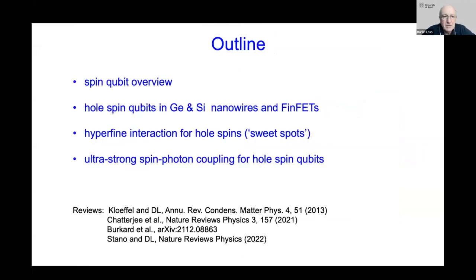So the outline of my talk is that first I give a brief overview on spin qubits, and then go more into the specific type of qubit, namely based on holes instead of electrons in germanium and silicon structures, nanowires, and other related structures. And I'll say a little bit about some recent results so that you can see the active boundaries of research on hyperfine interaction for hole spins, and mention some sweet spots analysis. And if time permits, I will also say some words about recent results on ultra-strong spin-photon coupling for hole spin qubits. So here down, there are some references on recent reviews.